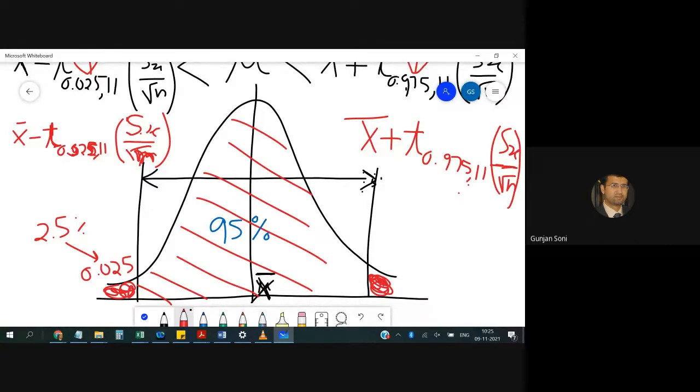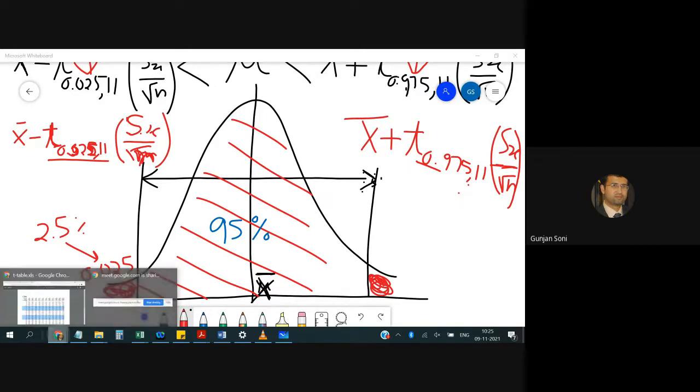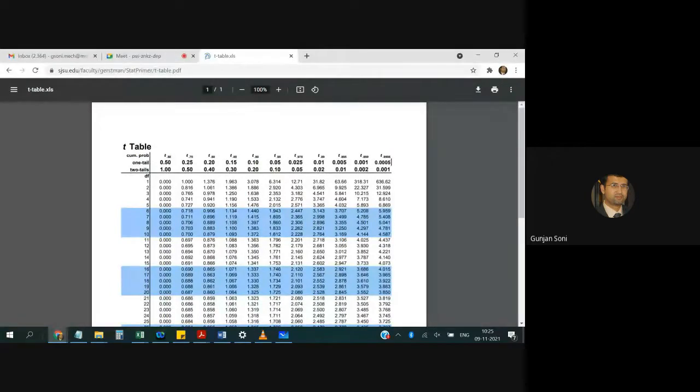Now what we need is to find the value of t 0.975 and the value of t 0.025. So we go back to the table, where it is given as one tail and two tail. Similarly, in the photograph which I have sent you, I think it will be easier if I share the same. Just a second, I'll share the photograph which I have sent.